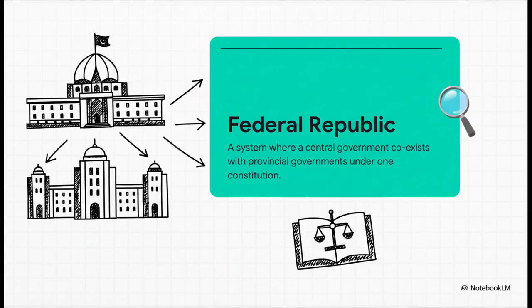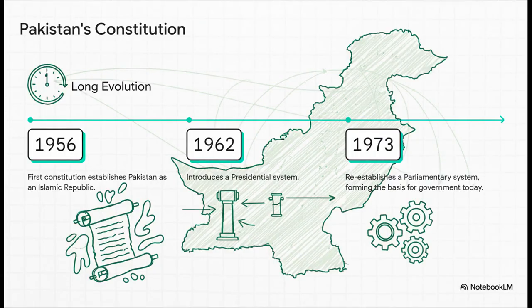Now, this system didn't just pop up overnight. It's actually the result of decades of evolution. The first constitution back in '56 set the stage, but then there was a huge pivot in 1962 toward a more presidential system. Then, fast forward to 1973, and the country switched back to the parliamentary system that, with a few key changes along the way, really forms the basis of the government we see today.